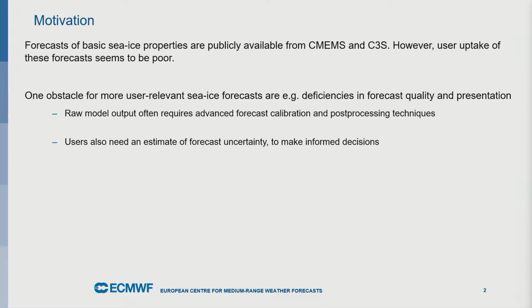So there are a lot of sea ice forecasts around, even publicly available through CMEMS, like short-term forecasts or seasonal forecasts from the C3S archive. However, the user uptake is still quite poor, and there are many reasons for that, but some are, for example, that forecasts have deficiencies in quality and presentation. What I mean by this is that we know that our raw model forecast output often needs calibration to make it meaningful. Like if we have long forecasts beyond 10 days, the model error grows, and then we have to calibrate them to make them meaningful for any users. This can be complicated and needs a lot of expertise the users usually don't have.